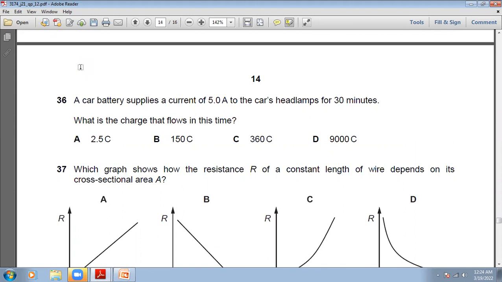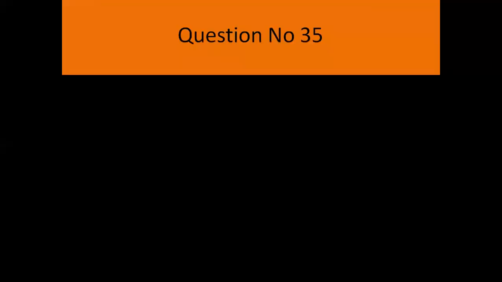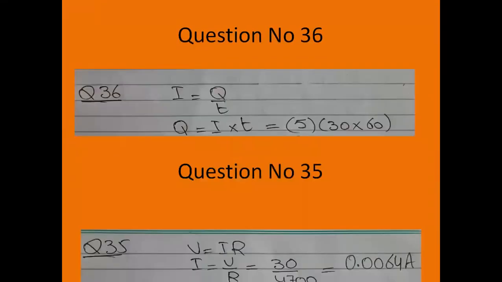Okay. So the next one is, a car battery supplies a current of 5 ampere to the car's headlamps for 30 minutes. What is the charge that flows in this time? Okay, so we know I is equal to Q divided by T, and if you want to find out the Q, that will be I multiplied by T. So I is 5 ampere and the time is 30 minutes.